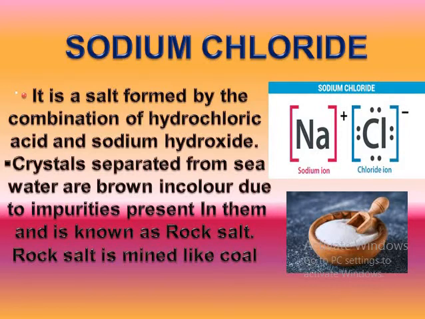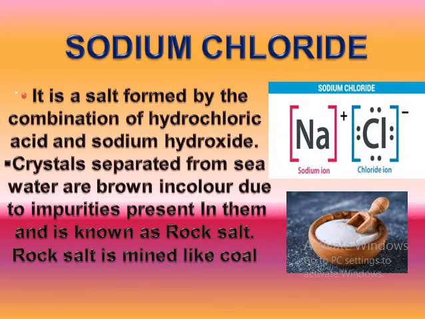And how do we collect the salt? It is from the seawater. It contains many salts dissolved in it, and NaCl is separated from these salts. These crystals, when we take them out, are brown in color because they are loaded with impurities, and we call them rock salt. Later on the impurities are removed and the pure salt is prepared.